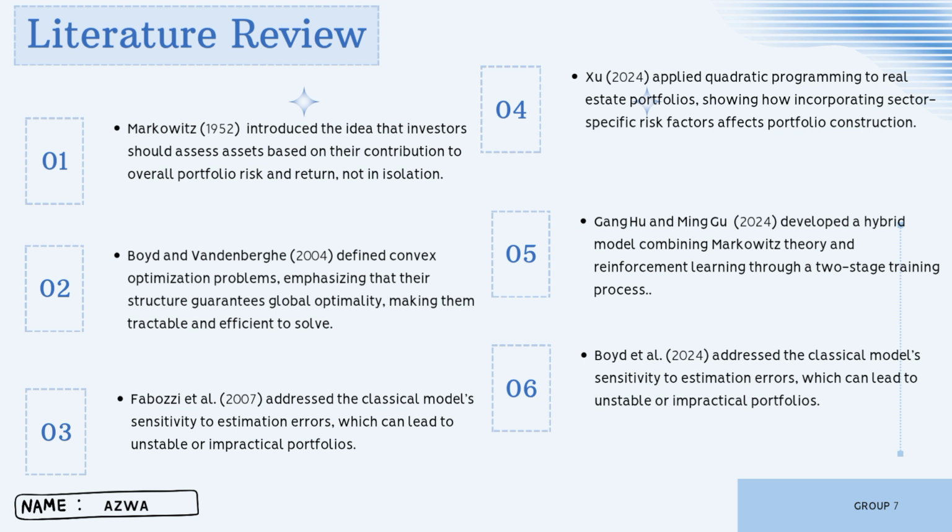5. Kanhu and Minggu 2034 develop a hybrid model combining Markowitz theory and reinforcement learning through a two-stage training process. They use knowledge distillation to teach the reinforcement agent from classical theory, improving learning efficiency and policy robustness.